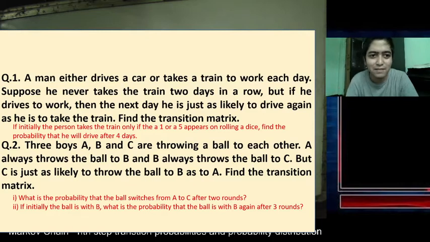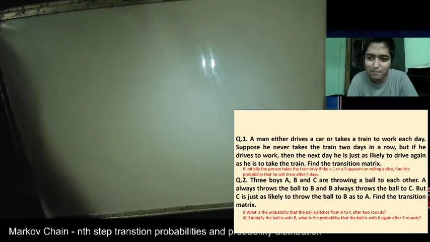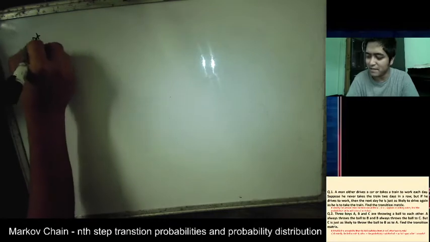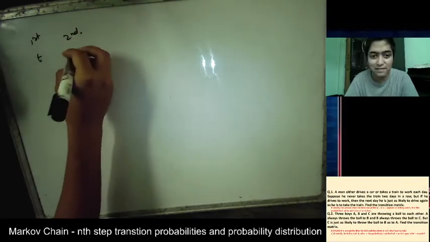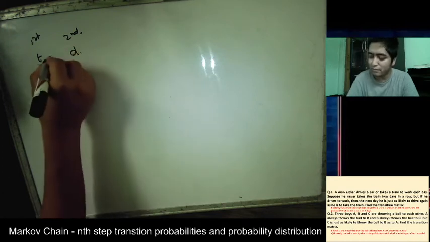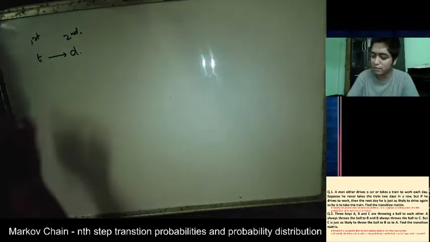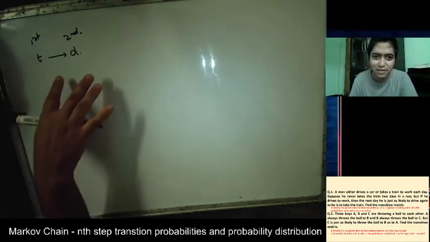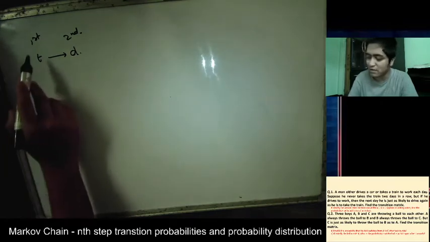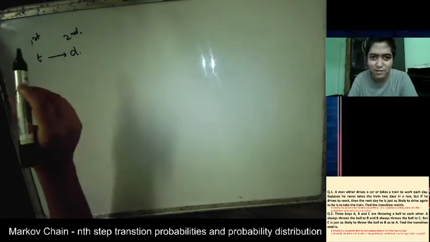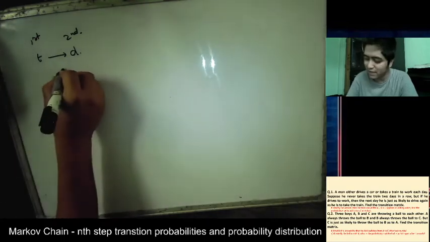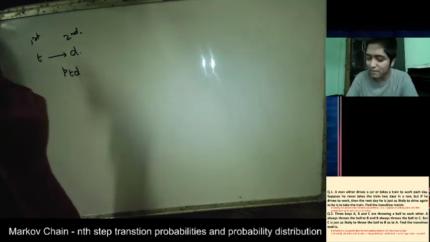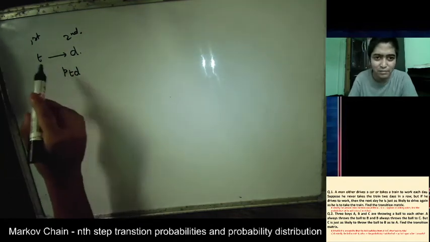What I mean to say is one day or one round or one step. Suppose on the first day he takes the train, on the second day he drives. Then when we were calculating the transition matrix, we were just considering two consecutive days, or two consecutive trials, in one step only, that is from the first to the second. So we had denoted by PTD the probability that the person will switch from train to driving in one step.